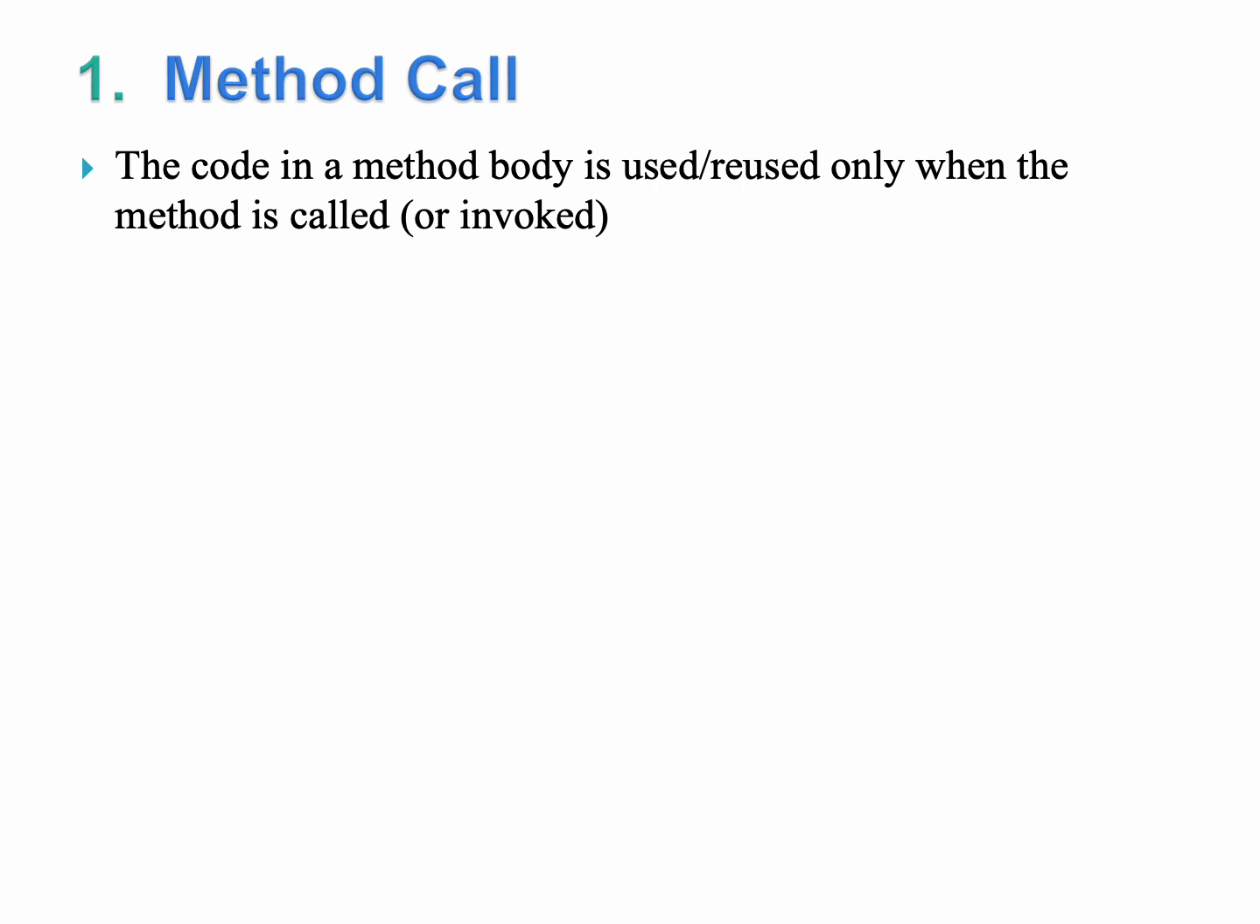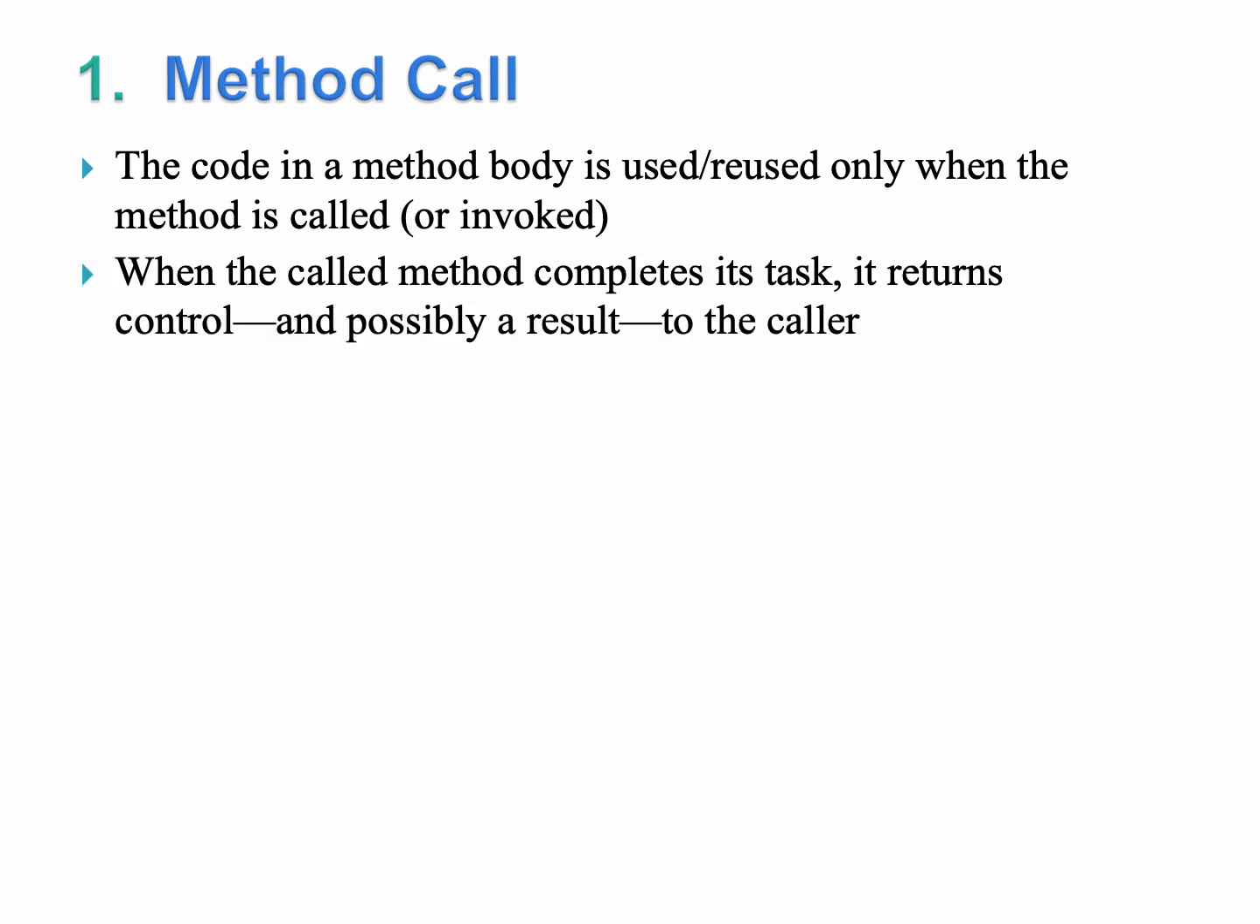When you write a method, you describe how the method performs its designated task, but a method won't perform its task until it is called or invoked. Only when a method is called is the code in the method body used. When the called method completes its task, it returns control and possibly a result to the caller.